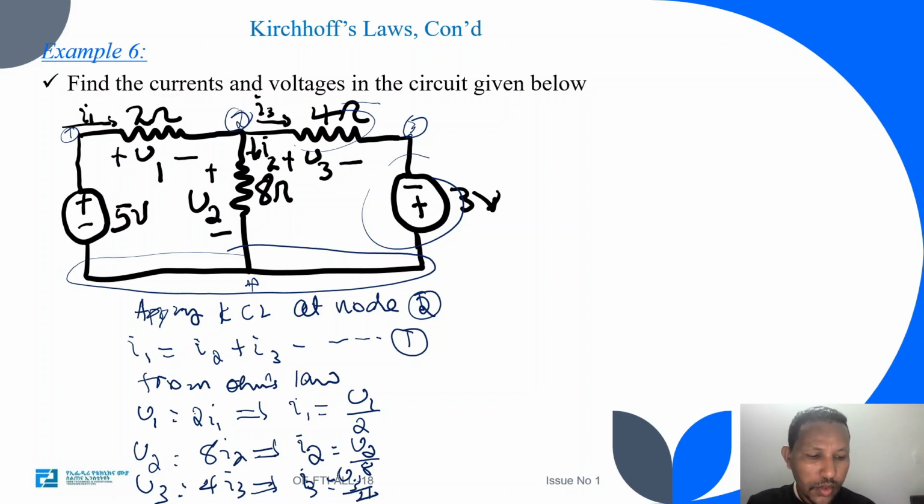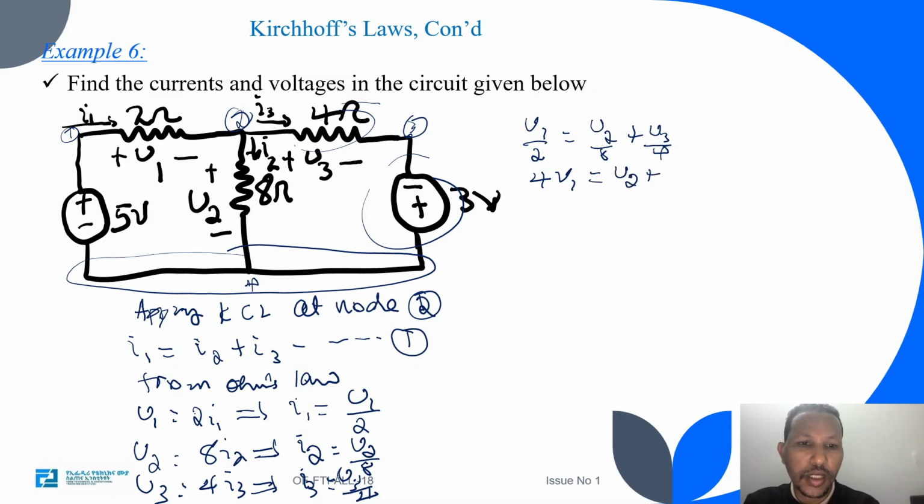Okay. So using this, we can substitute into equation 1. That means I can write V1 over 2 instead of I1, which is equal to, instead of I2, V2 over 8 plus V3 over 4. So let's multiply both sides by 8. So you will have 4V1, which is equal to V2 plus twice of this. So this is equation 2.